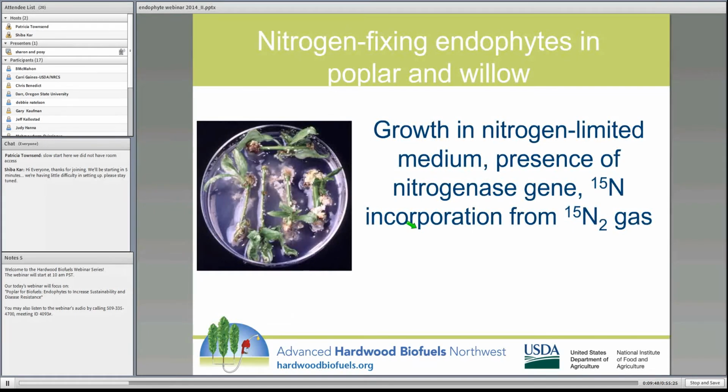We've shown that many of these isolates are able to fix nitrogen from the air. We've shown this through the ability of these microorganisms to grow in nitrogen-limited medium. They have the nitrogenase gene that encodes the nitrogenase enzyme for reduction of the gas. We've also shown through isotopic analysis that they are fixing nitrogen.